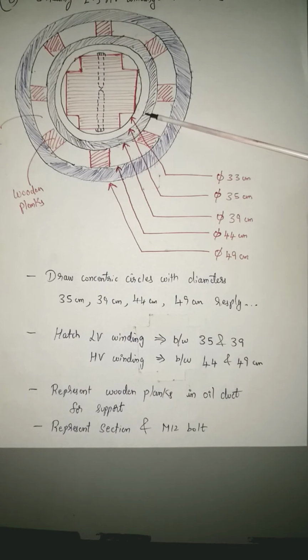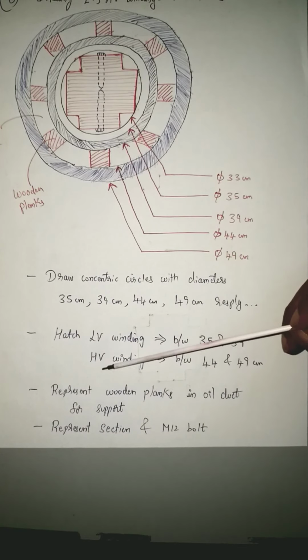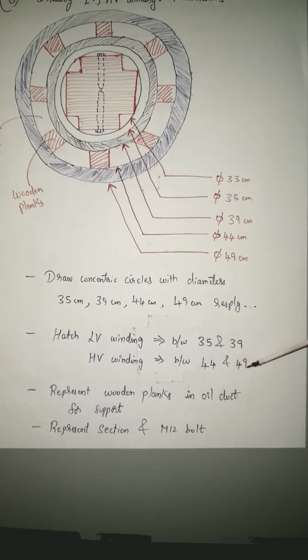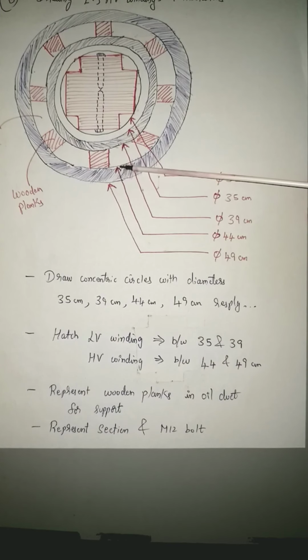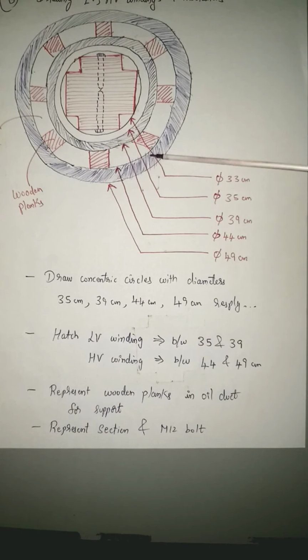Hatch them. Then you have to hatch the HV winding, which is between 44 and 49, because 44 is the inner dia of the HV winding and 49 is the outer dia of the HV winding. So in between you will be having the winding, hatch them. That completes the second step. In the first step, we have just drawn the circles. Next, we identified the location of LV winding and HV winding, and hatched them.